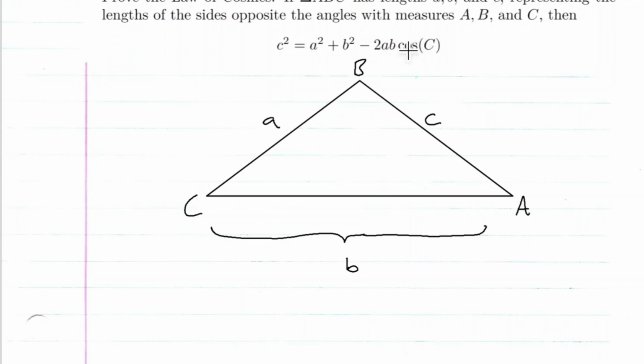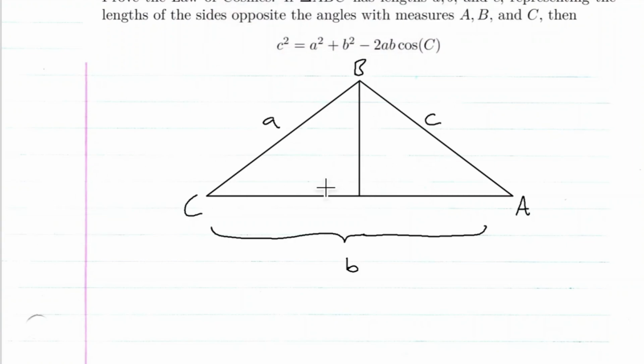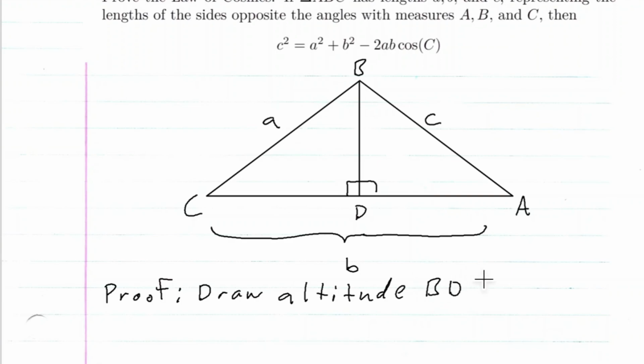But what I need to do first to be able to deal with cosine is I need a right triangle. So what I can do is from vertex B, I can draw an altitude, right? So this is altitude BD. So the first part of the proof, of course, proof, draw altitude BD.